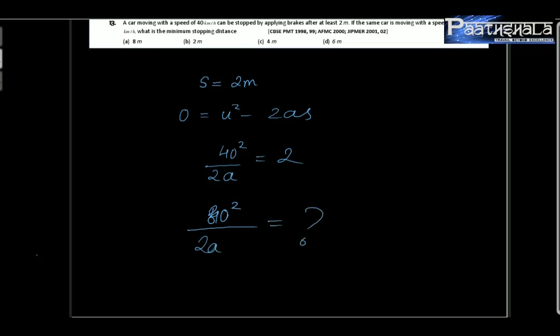If we just take the ratio, question mark divided by 2 is equal to 80 square divided by 40 square, since they have asked how much distance is required. So this is actually 2 square, which is 4. So the question mark is equal to 2 into 4, which is 8 meters.